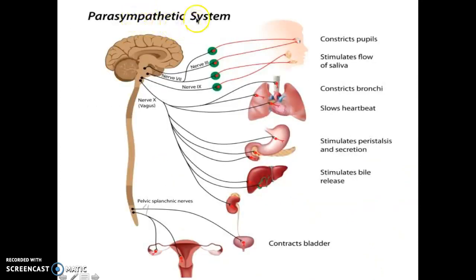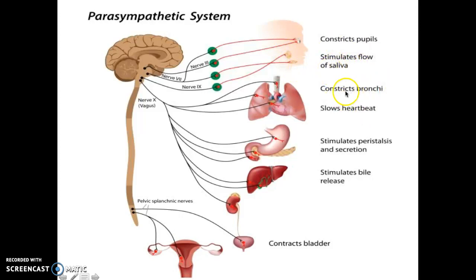Okay, so parasympathetic. We'll talk a little bit in a minute about where it's coming from, but if you see here, you'll see most of it's actually coming from the brain. Your pupils are constricted. Why do you think you'll be stimulating saliva? Because you're in rest and digest. Everything is going towards digestion.